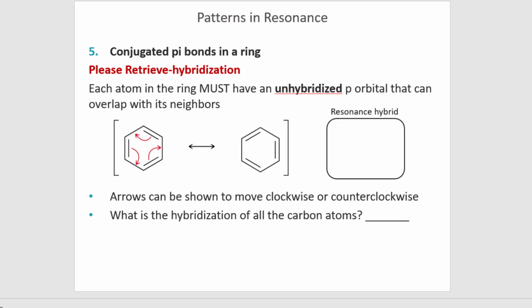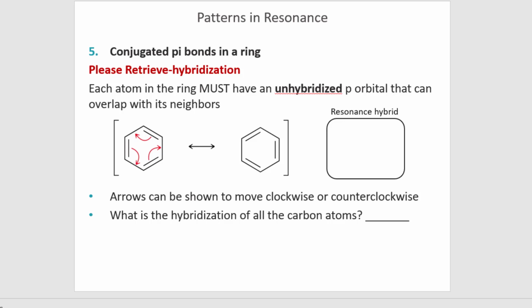Lastly, we have pi bonds in rings. Now, despite being carbon-carbon double bonds, if they're in a cyclic fashion and they can flow freely around and around, we will see things like benzene having massive amounts of resonance. This is such a stable factor that we have a whole chapter dedicated to it.